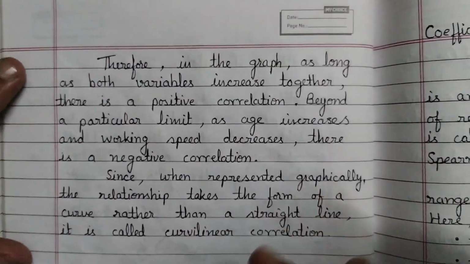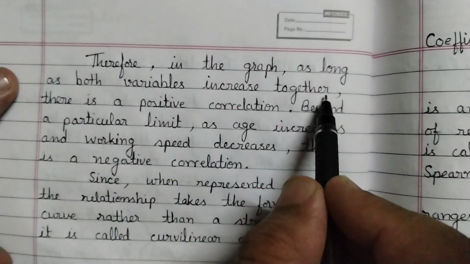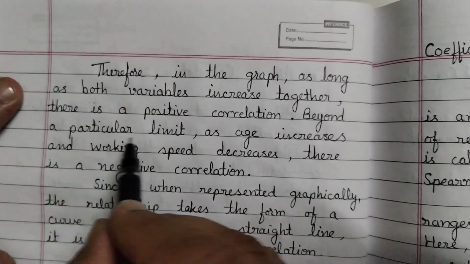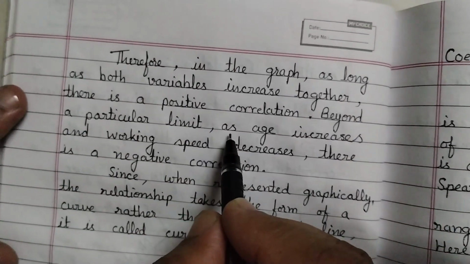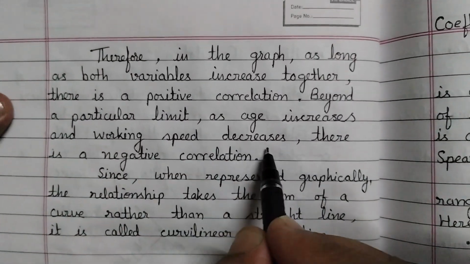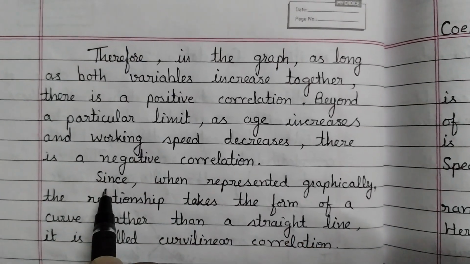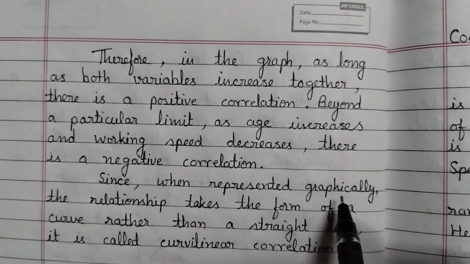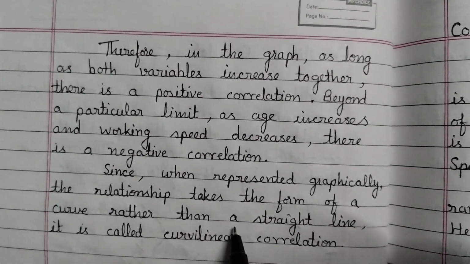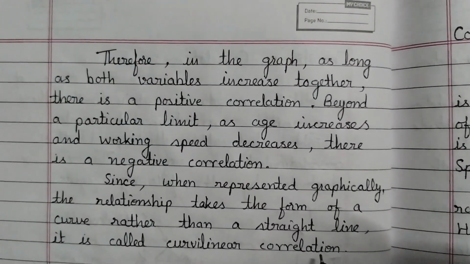Therefore, in the graph, as long as both variables increase together, there is a positive correlation; beyond a particular limit, as age increases and working speed decreases, there is a negative correlation. Since, when represented graphically, the relationship takes the form of a curve rather than a straight line, that is why it is called curvilinear correlation.